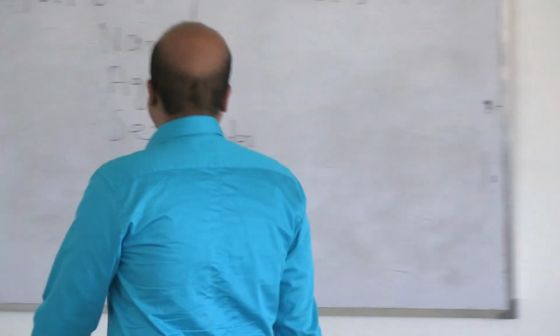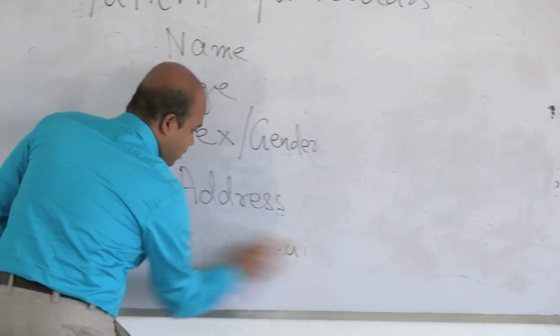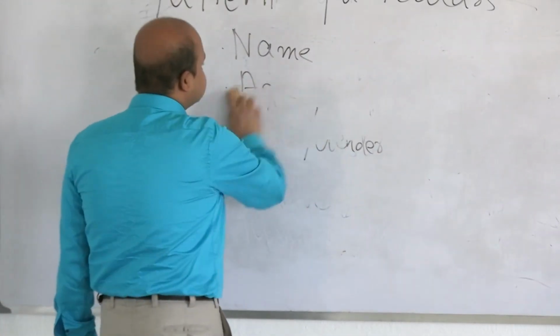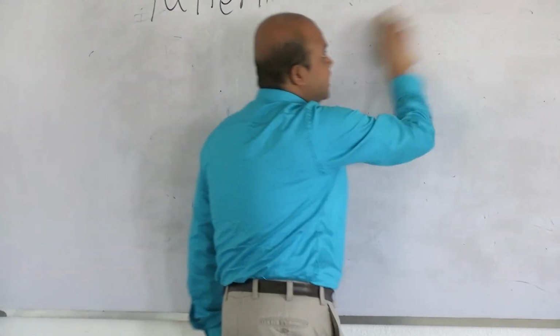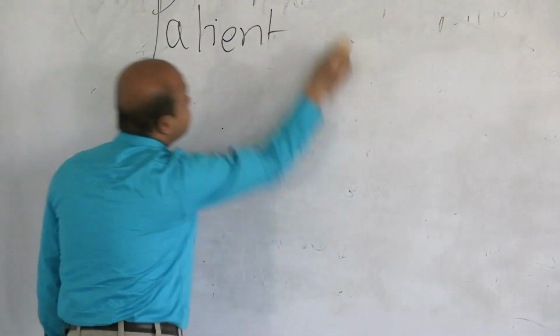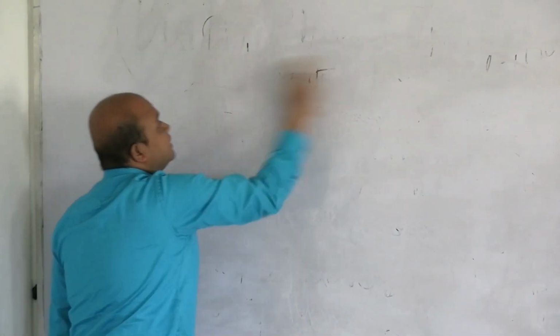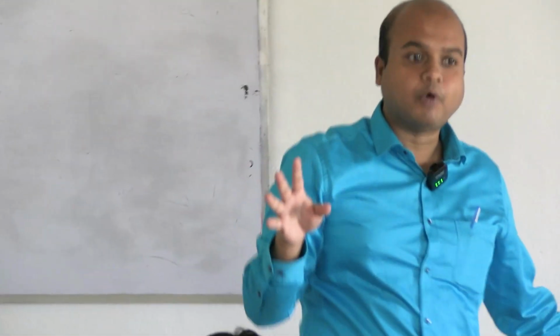About these diseases you will read not only in medicine, but in our preventive and social medicine also. So name, age, sex, address, occupation, at least these things are the patient particulars. All these are important. Name is required, name and age, sex, address, occupation, all are important from a medical point of view.